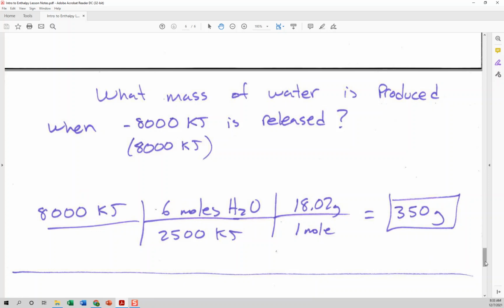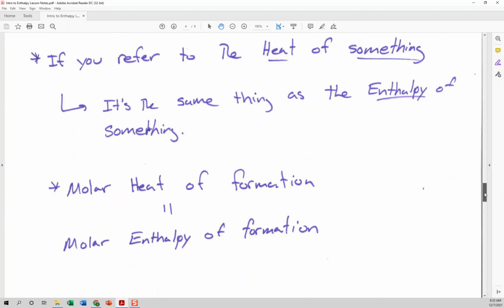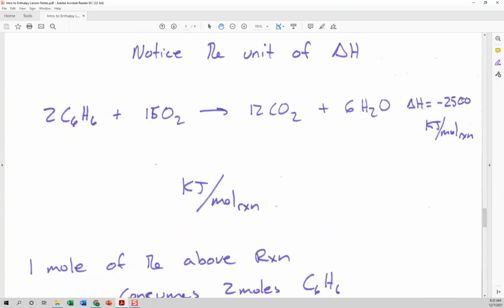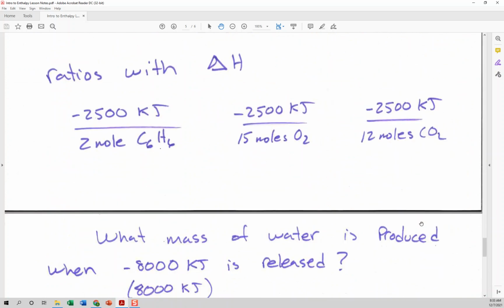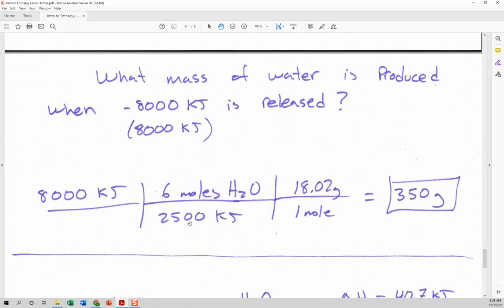Well, that ratio is given to us in this balanced equation. This much energy for every 6 moles of water. So 6 moles of water for every that much energy. So we have our ratio, 6 moles of water for every 2,500 kilojoules. I don't need the negatives, okay? So kilojoules cancel out, that would give me moles of water, and then I multiply by the molar mass, and that would give me how many grams, okay?